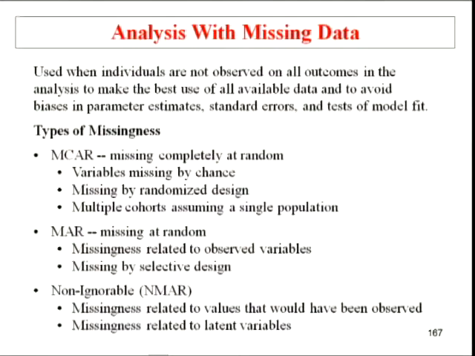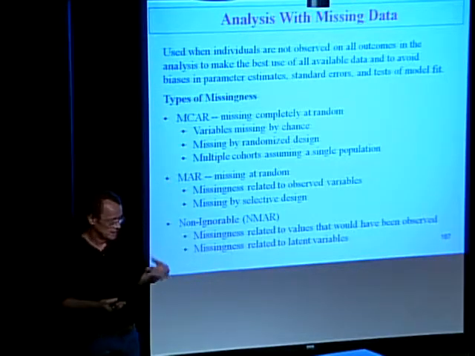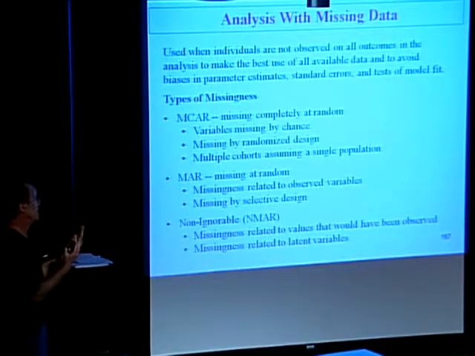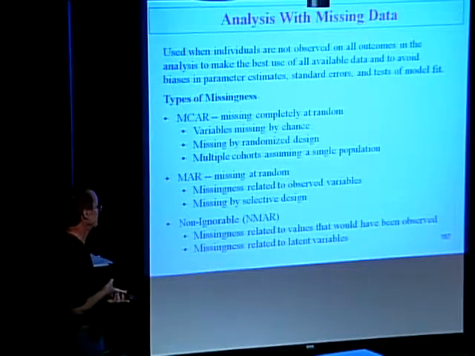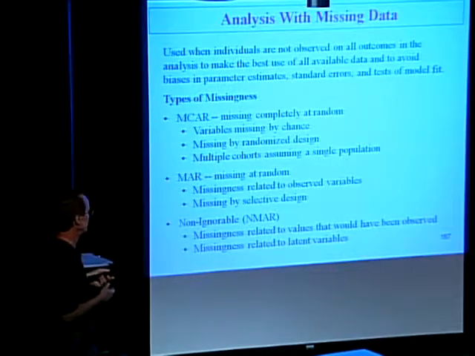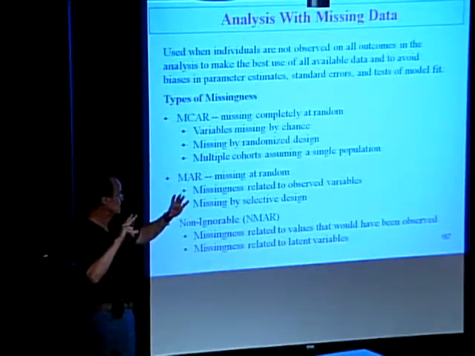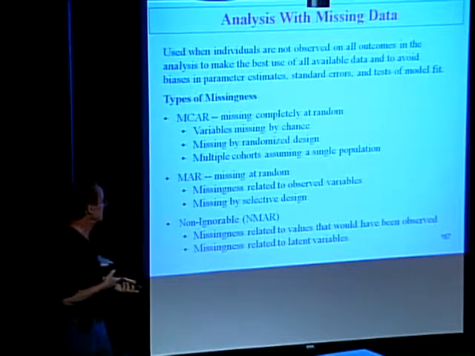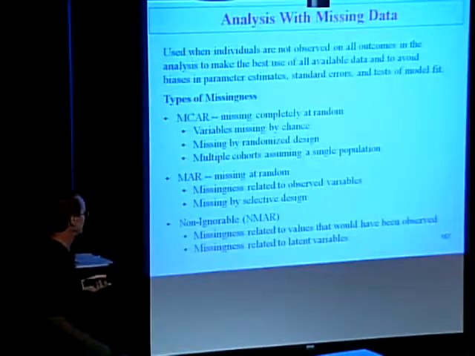So for instance, you have two versions of a test, and you randomly say this group is going to get that test, this group is going to get the other test. Then everybody has missing data on the other test, but the missingness is totally random. Perhaps multiple cohorts, assuming a single population, like the colorful staircase drawing on the left that you saw. Perhaps that can be an MCAR situation, missing by design, as an example.